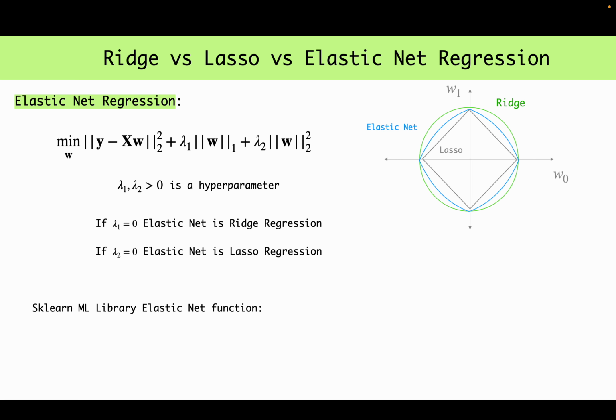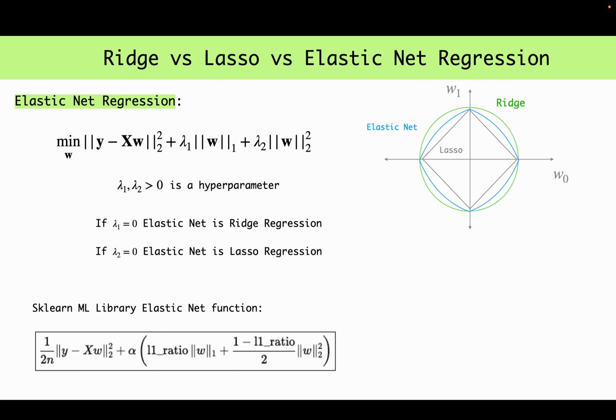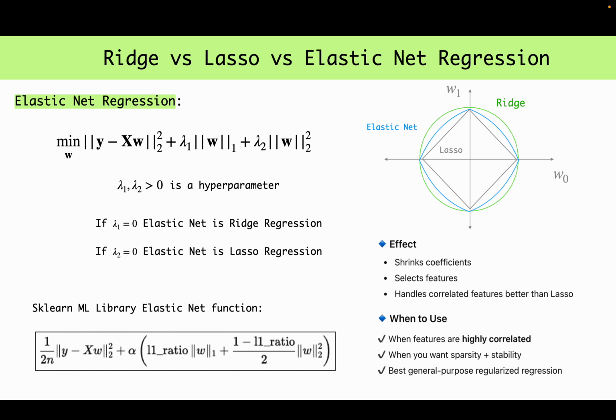In practice, in machine learning using the sklearn library, when we implement the elastic net function, we have something like this, slightly different from the equation given here. We choose alpha and L1 ratio appropriately to weigh the sparsity and the L2 norm. The advantages of elastic net are that it also shrinks coefficients, and it also selects features. It handles correlated features better than Lasso, and elastic net should be used when there are highly correlated features, and when you need both sparsity and stability. It also gives a general purpose regularized regression.